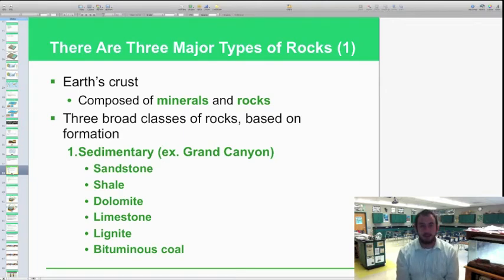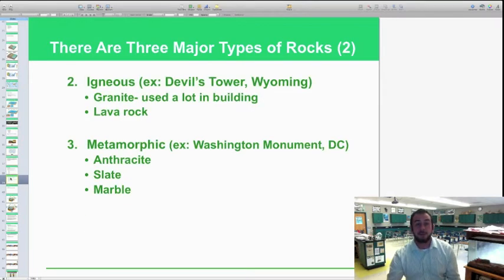Okay, glad you guys enjoyed that quick glimpse into the Grand Canyon. But there are a few other types of rocks to talk about. First one is igneous. This is made up of granite mostly, used a lot in building materials, and lava rocks like pumice, the stuff that people like to scrub their feet with. That's a type of igneous rock caused by the cooling of lava. Other places are like Devil's Tower in Wyoming, which is a type of igneous rock. I've never been there, but hopefully I'll get there someday.